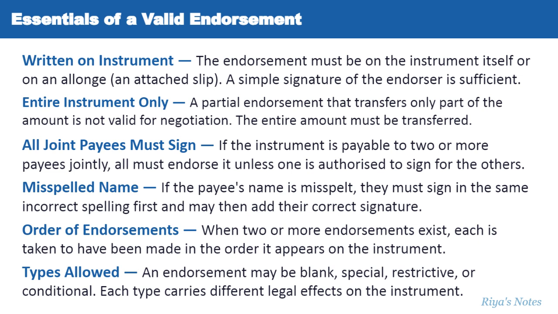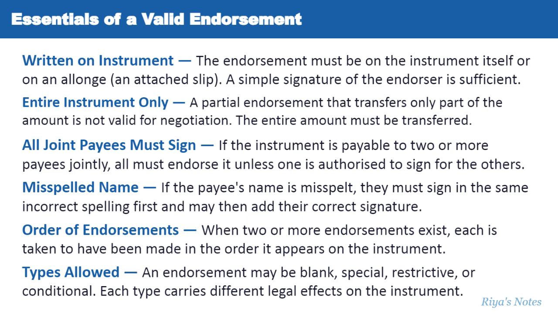All joint payees must sign. If the instrument is payable to two or more payees jointly, all must endorse it unless one is authorized to sign for the others. Misspelled name. If the payee's name is misspelt, they must sign in the same incorrect spelling first and may then add their correct signature.